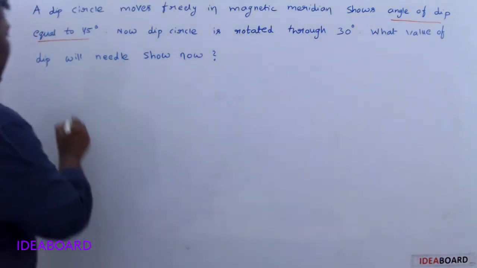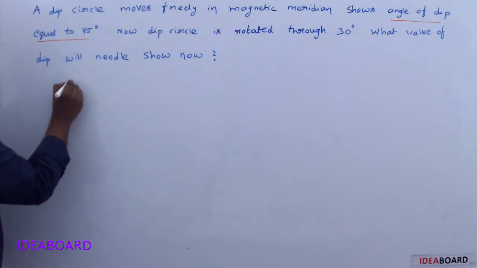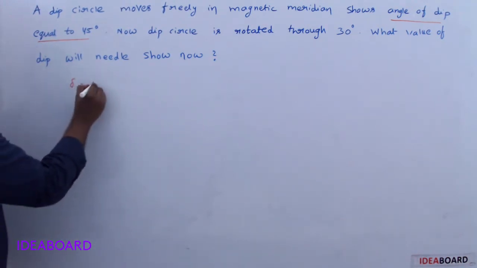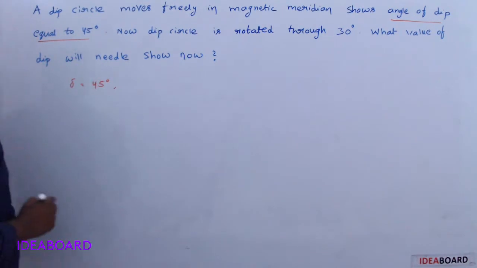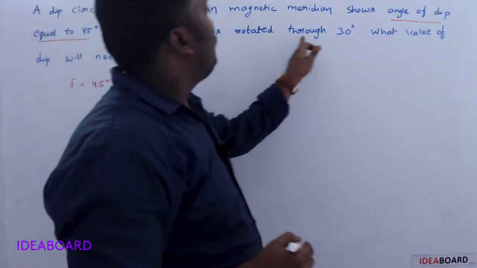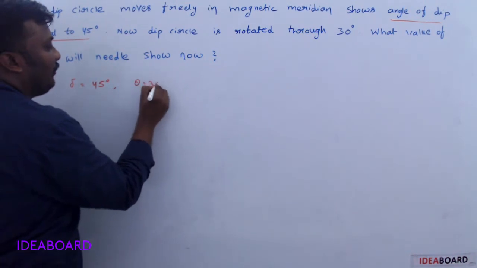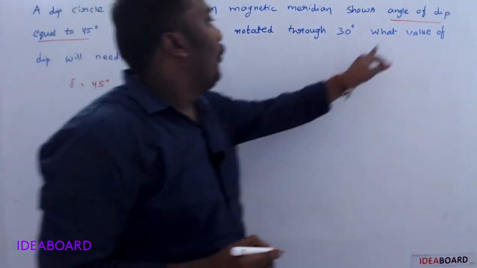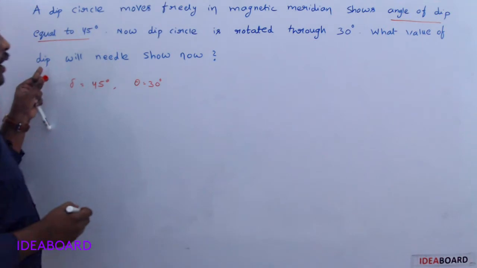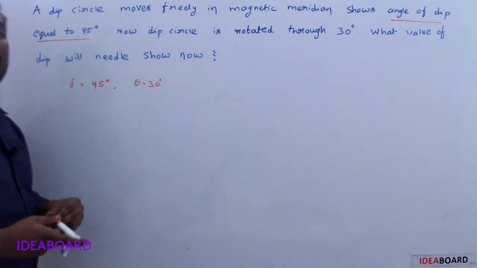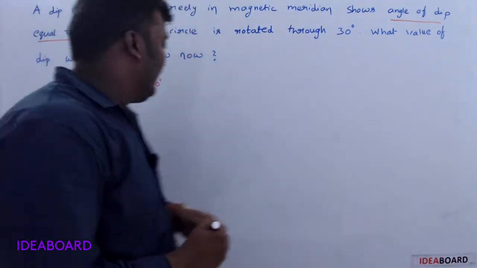What is the given data? Angle of dip is indicated by delta. The delta value is given as 45 degrees. Now the dip circle is rotated through 30 degrees, that means theta is given as 30 degrees. What value of dip will the needle show now? Let us see this concept.